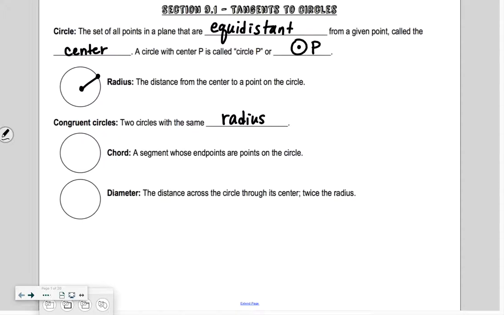And a chord is something that you probably haven't seen before. A chord joins any 2 points on a circle with each other. So a chord is a segment whose endpoints are along the circle.